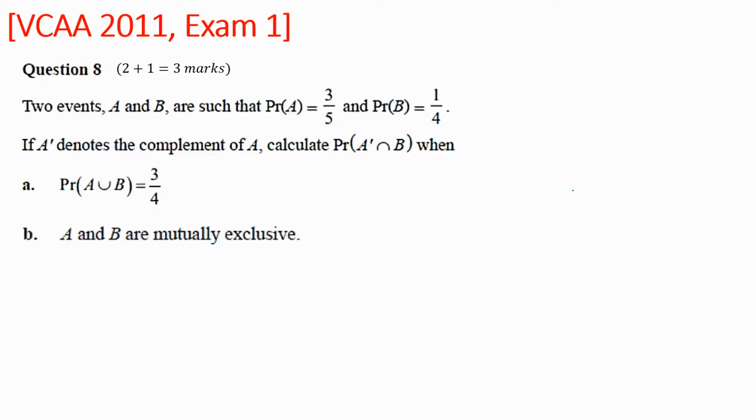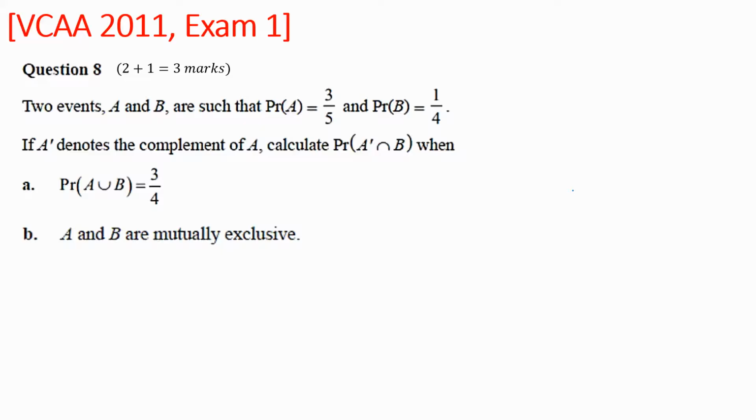VCAA 2011 exam 1, 3 marks, 2 plus 1. It's a very simple, short question. It takes a bit of thinking. Now you can use whatever tools you've learned so far in year 10 and 11. You can use Carnot maps, tree diagrams, Venn diagrams, whatever you want, as long as you answer this question appropriately. So they tell you that two events, A and B, are such that the probability of A equals 3 and 5. So you've got a chance of A, you've got a chance of B. If A complement denotes the complement of A, calculate the probability of A dash intersection B.